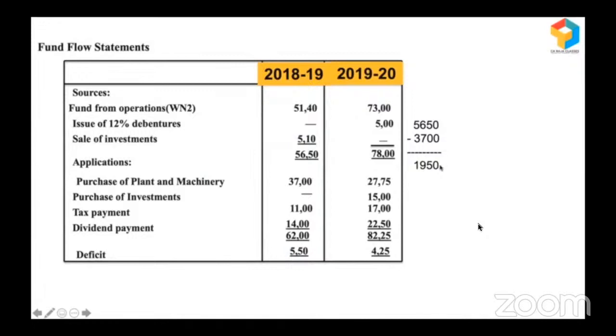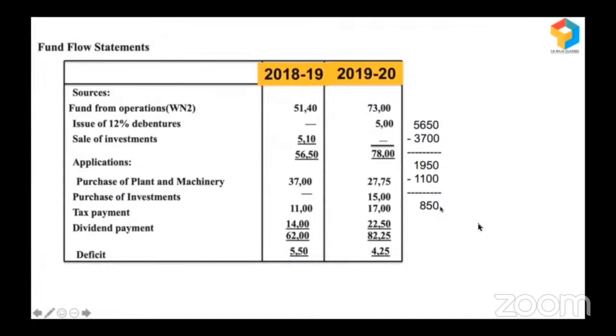And then what are they supposed to do? Tax is compulsory, they cannot escape. Okay, from 1,950, they paid taxes of 1,100. So they are left with 1,950 minus 1,100, 850. Okay. When they are left with 850, they made this mistake. When they are left with the long-term fund of 850 only, what did they do? They went and paid dividend of 1,400.